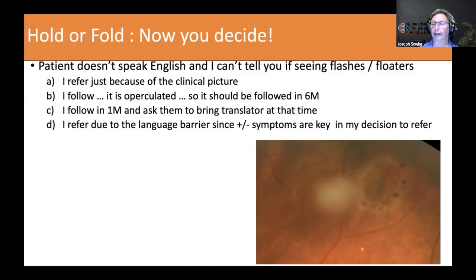Patient doesn't speak English. I can't tell if you're seeing flashes and floaters. I refer just because of the clinical picture. I follow it as a precaution, so it should be followed in 6 months. I follow in 1 month and ask them to bring a translator at that time. Or I refer due to the language barrier since possible symptoms are key in my decision to refer. And people are weighing in.